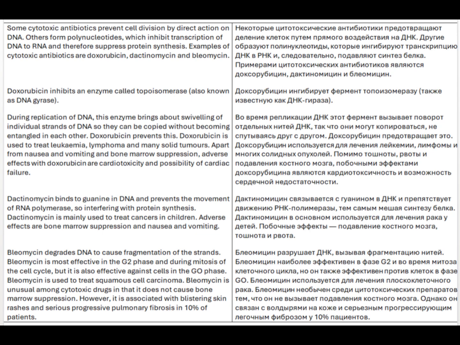Bleomycin is most effective in the G2 phase and during mitosis of the cell cycle, but it is also effective against cells in the G0 phase. Bleomycin is used to treat squamous cell carcinoma. Bleomycin is unusual among cytotoxic drugs in that it does not cause bone marrow suppression. However, it is associated with blistering skin rashes and serious progressive pulmonary fibrosis in 10% of patients.